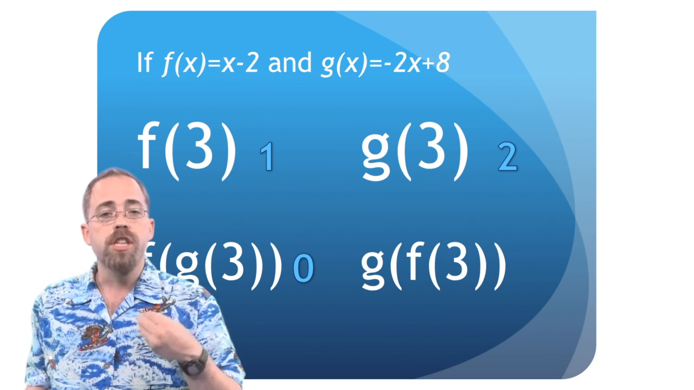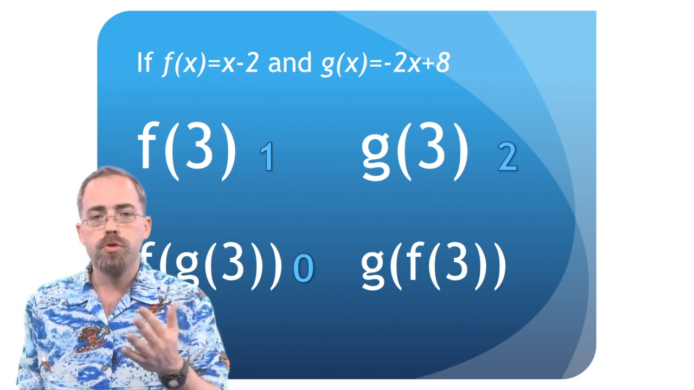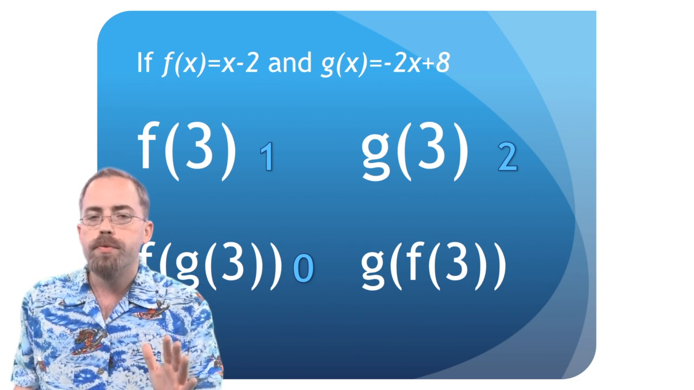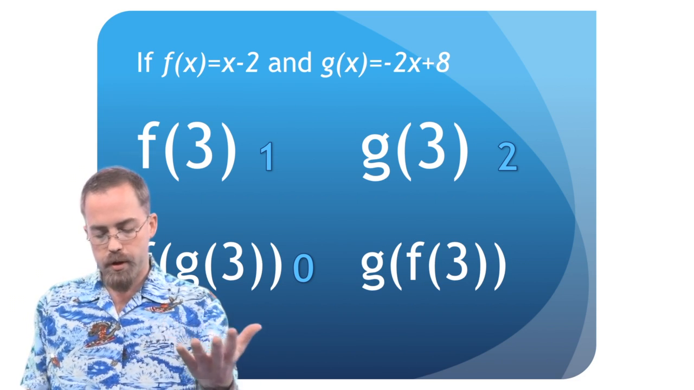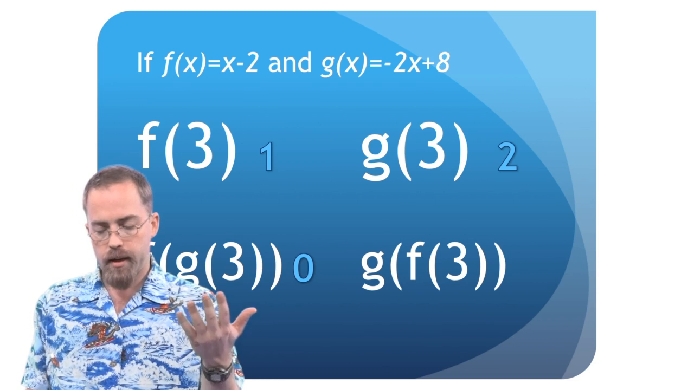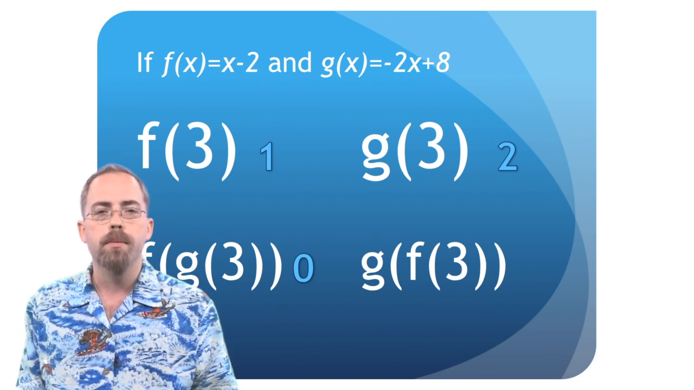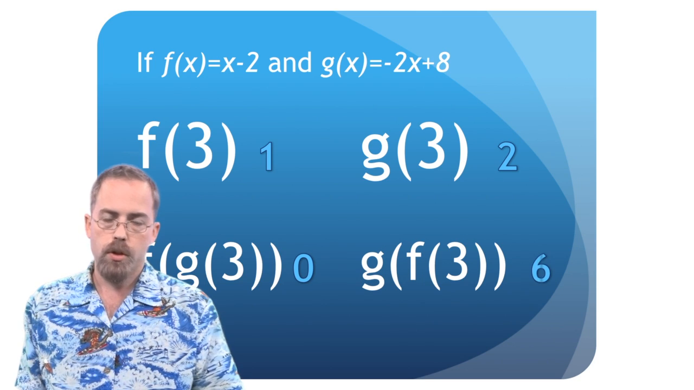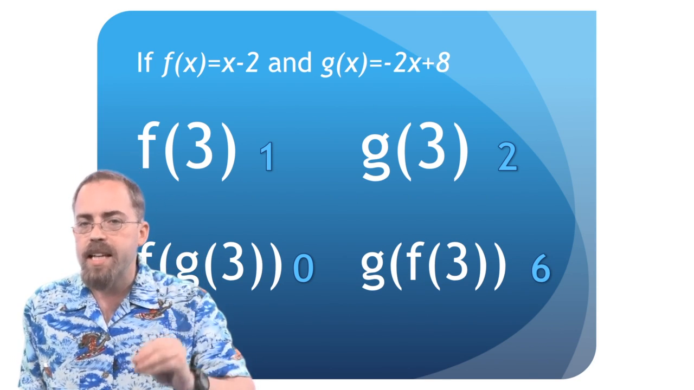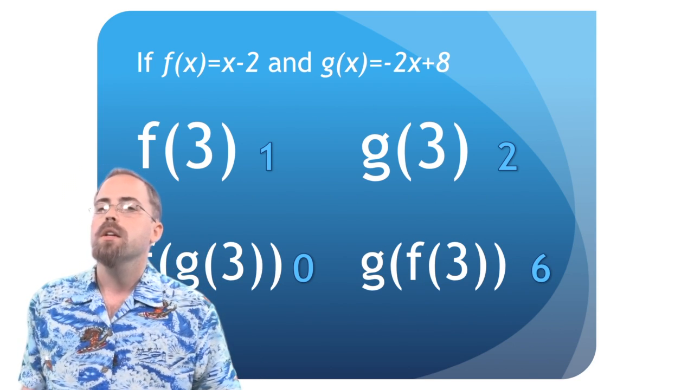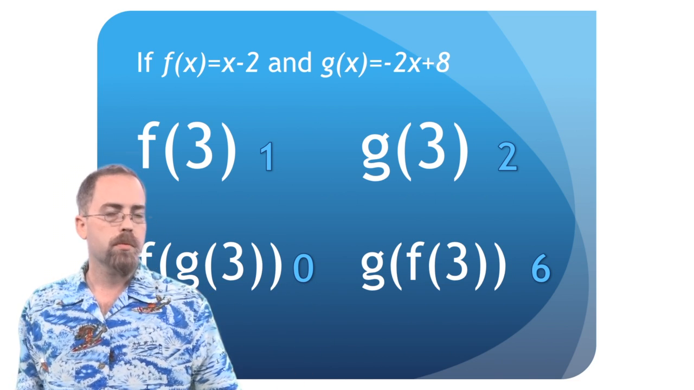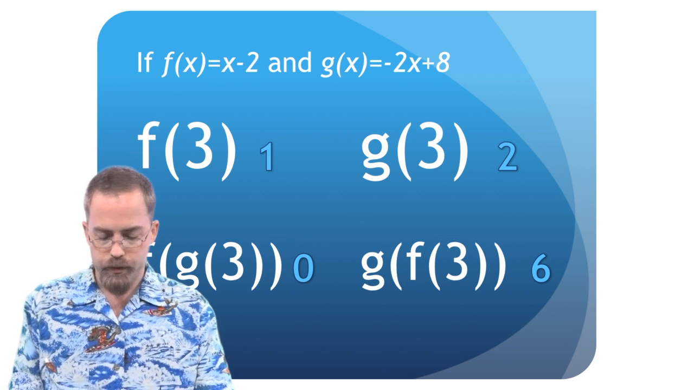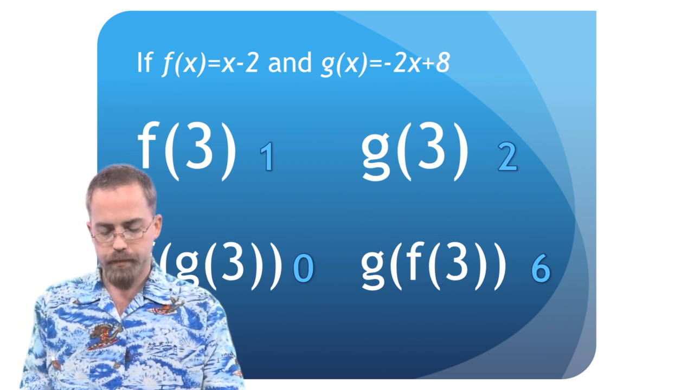If I say g of f of 3, you don't start doing anything with g first. You find that f function's output first. And f of 3 we found was 1, and 8 minus 2 times 1 is 6. So you work your way inside to outside. If you want to think of the movie with the emotions, Inside Out. Wasn't a very mathy movie, but it's a pertinent phrase for this lesson here.